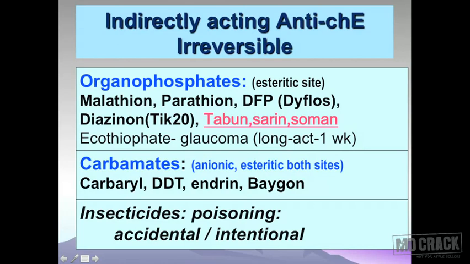There is one organophosphate which is an irreversible anti-cholinesterase agent, ecothiopate, which could be useful in glaucoma because it's got a long action of 1 week. As far as the carbamates are concerned, you have carbaryl, DDT, endrin, and bigon. If you look at all these substances, you would understand most of them are insecticides, and in a country in which agriculture is a major profession, this insecticidal poisoning is one of the most common poisonings. It could be an accidental poisoning or it could be intentional.